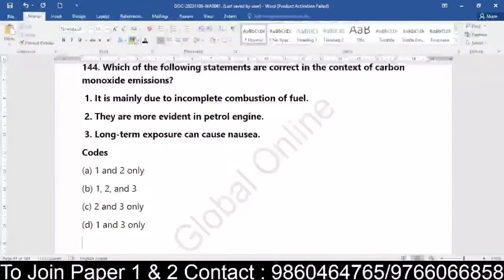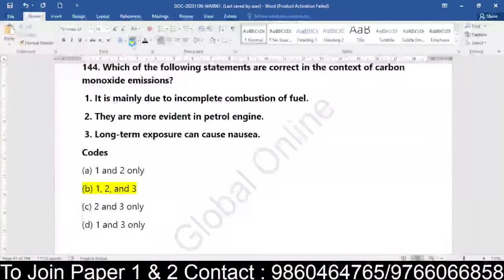Yes, let's see how many of you have answered this and how many got it correctly. The answer is option 1, 2 and 3, so all the statements are correct. It is due to incomplete combustion. It is evident in petrol engines. It is because of long-term exposure, which can cause nausea.